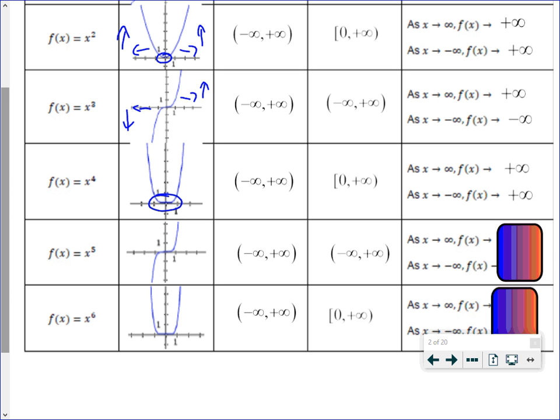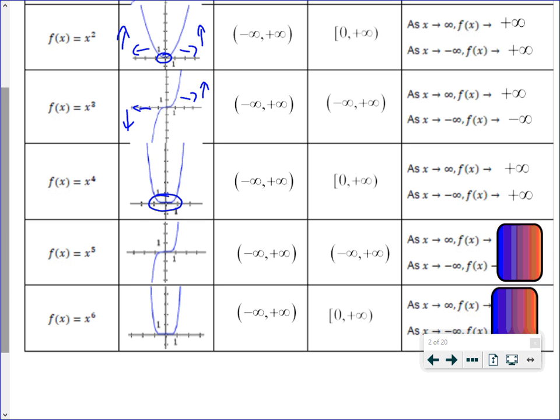The domain is still negative infinity to positive infinity. The range is still 0, including the 0, up to positive infinity. And for the end behavior, we can see as x increases, f of x equals x to the 4th is going to positive infinity. As x is going to negative infinity, f of x is going to positive infinity as well.